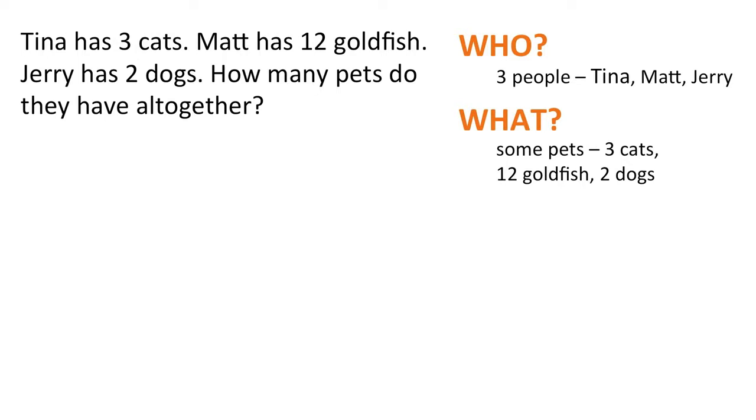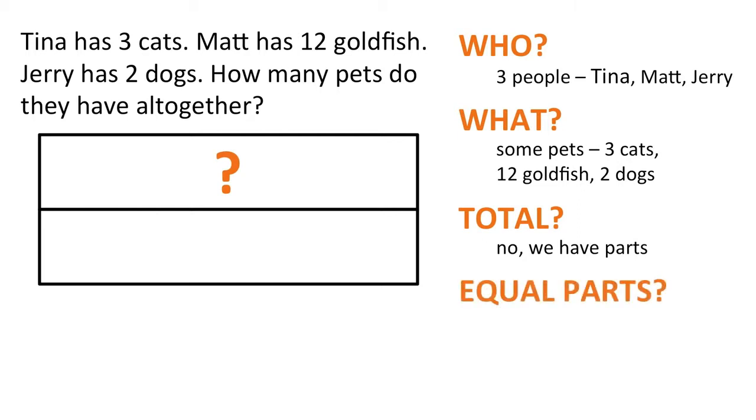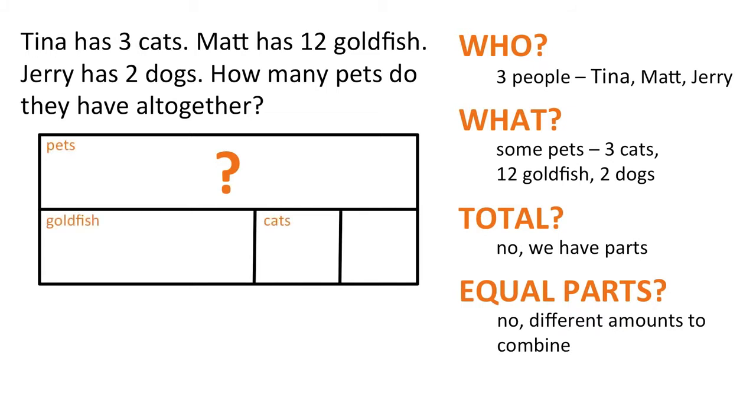I'm going to start to draw my bars and think about, well, what's the big number? What's the total? What's everything? Do I have a sum? Well, they're asking me for that. They want to know what we have all together. Instead, my data facts are the parts, the pieces. Are they equal parts? No. I've got a group of pets. There's 3 cats, 12 goldfish, 2 dogs. There's different amounts to those things, so I'm going to just combine those together in the most simple way, which is addition.